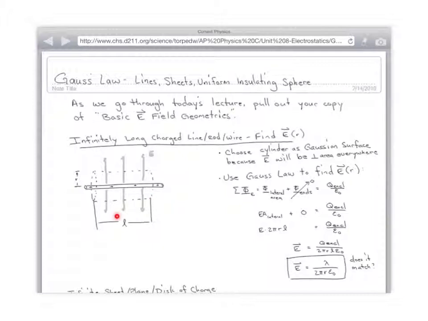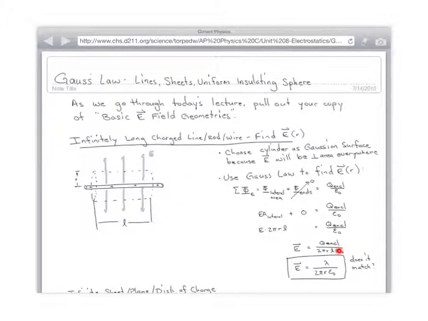Now, the flux going through the lateral area of the cylinder is the electric field times the area. The electric field is what we're looking for. What's the lateral area of this cylinder? 2 pi r L. You guys remember how to do that? So it's E times 2 pi r L equals charge enclosed over epsilon naught. So what's E equal to? Charge enclosed divided by L, times 1 over 2 pi r epsilon naught.